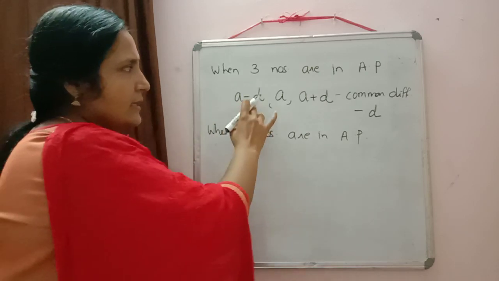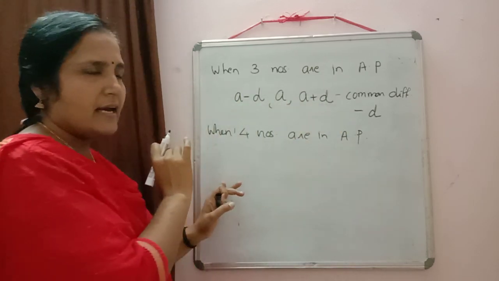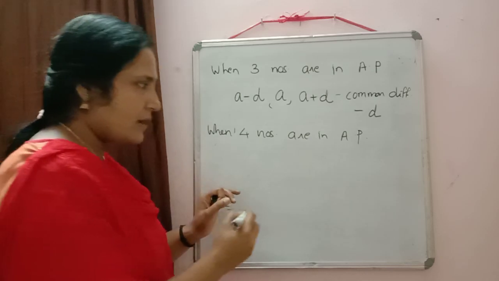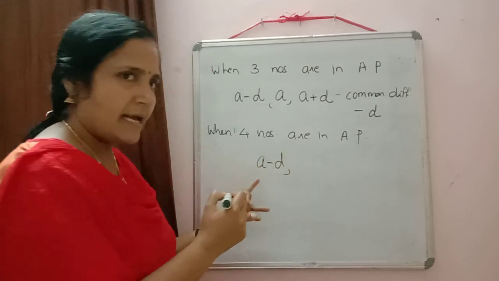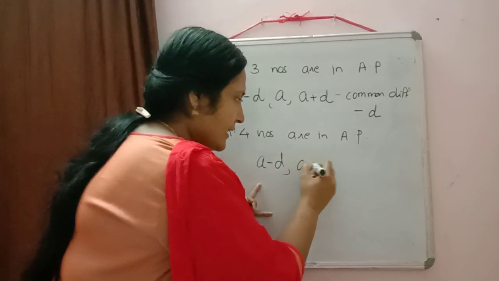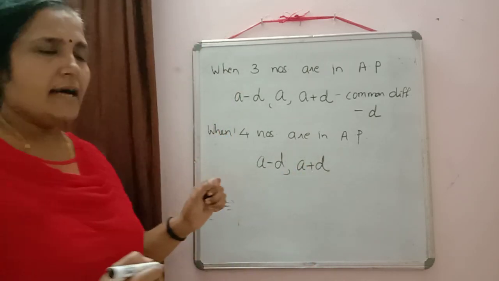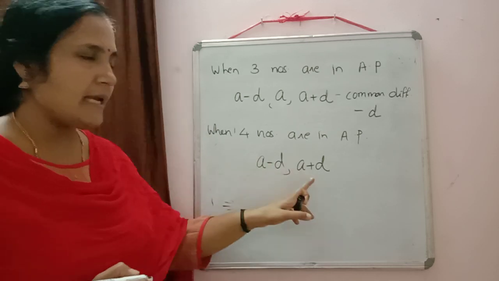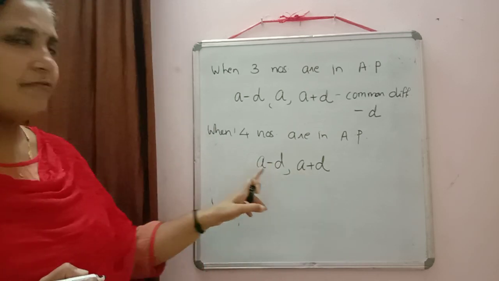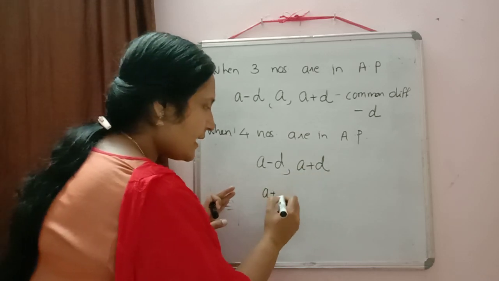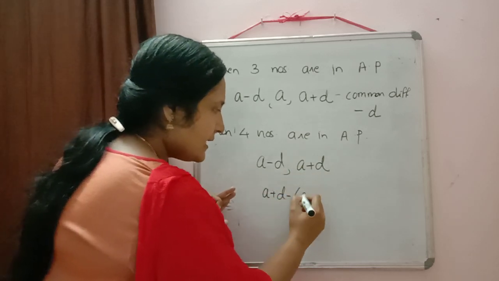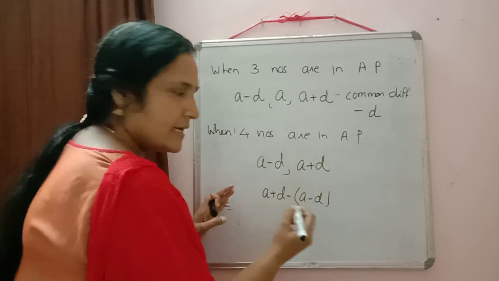So that here, like minus D and plus D, we are getting, in the same way we are arranging now. So since 2 middle terms are there, I will take the middle term as A minus D, and next I will take as A plus D. So A minus D and A plus D. If you find out the common difference, we will do the subtraction. A plus D minus, inside the bracket, A minus D.